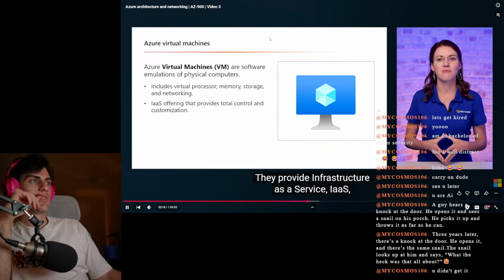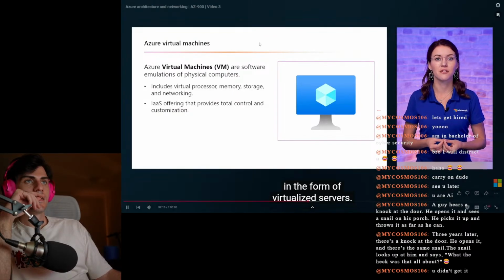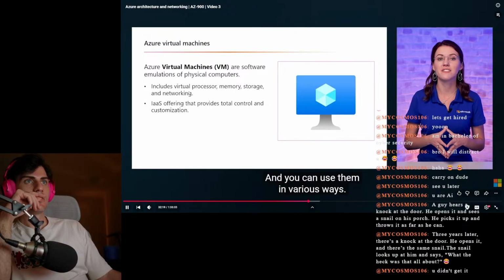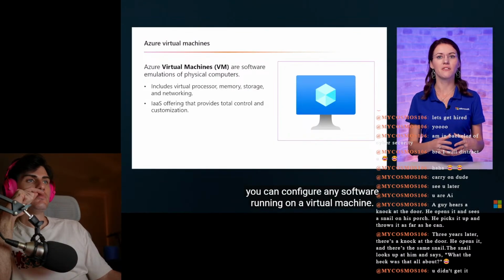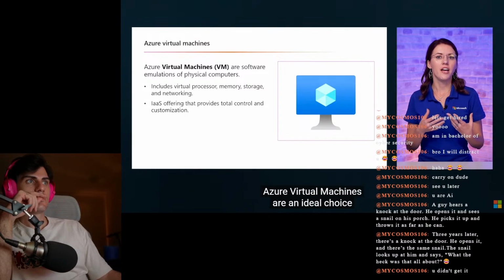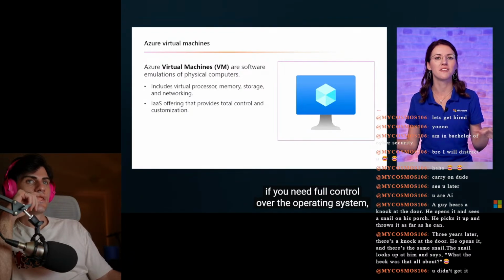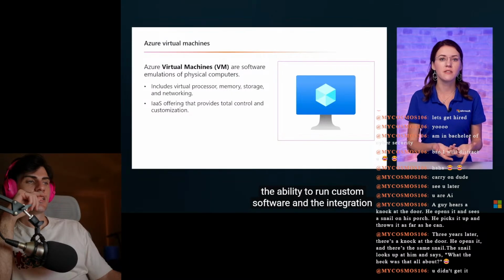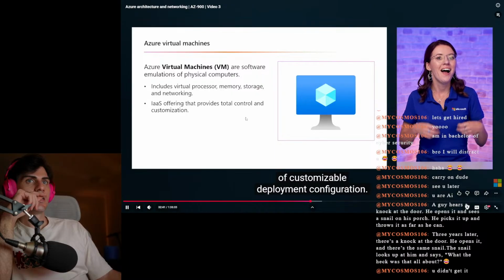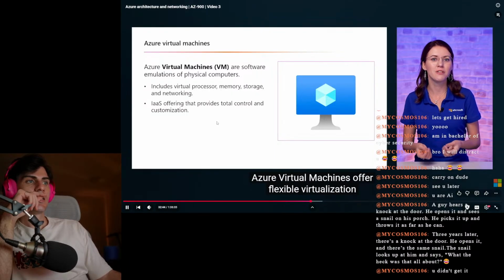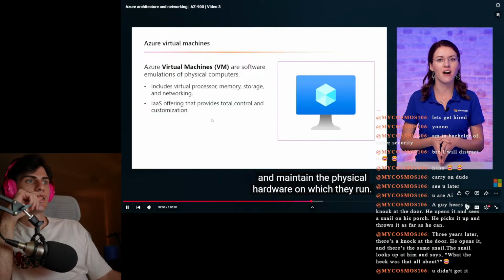They provide infrastructure as a service in the form of virtualized servers in Azure. And you can use them in various ways. Just like on a physical computer, you can configure any software running on a virtual machine. Azure Virtual Machines are an ideal choice if you need full control over the operating system, the ability to run custom software, and the integration of customizable deployment configuration. Azure Virtual Machines offer flexible virtualization capabilities without the need to purchase and maintain the physical hardware on which they run.